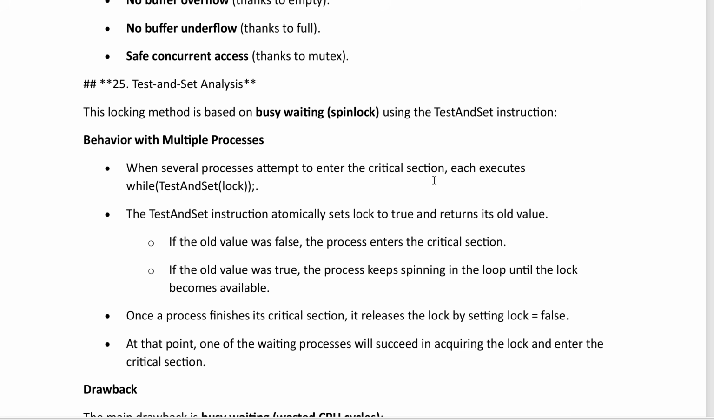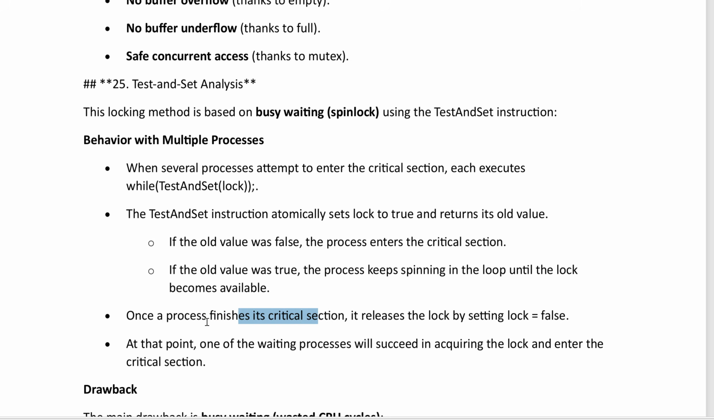When several processes attempt to enter the critical section, each executes while test and set lock. The test and set instruction atomically sets lock to true and returns its old value. If the old value was false, the process enters the critical section. Because the old value was false, now the value will become true. If the old value was true, it will remain true, and the process keeps spinning in the loop until the lock becomes available. Once a process finishes its critical section, it releases the lock by setting lock equal to false. So lock equal to false means that the process has already finished its execution in its critical section.